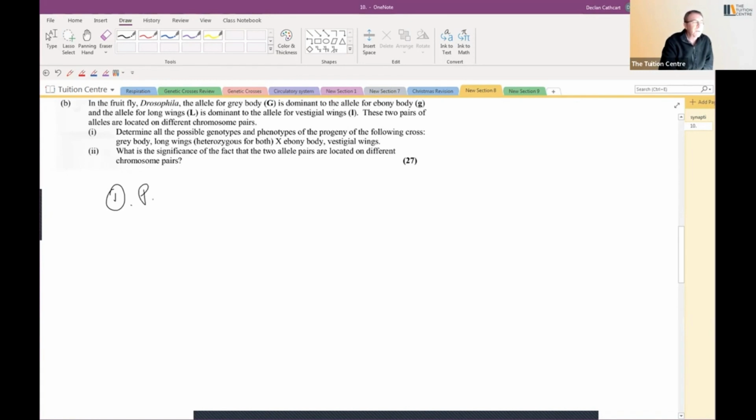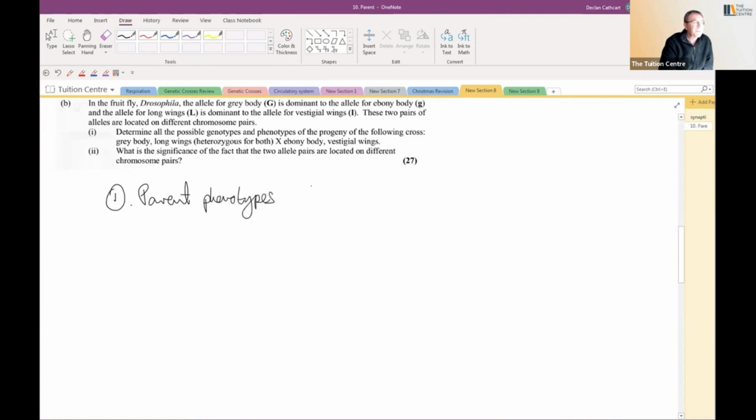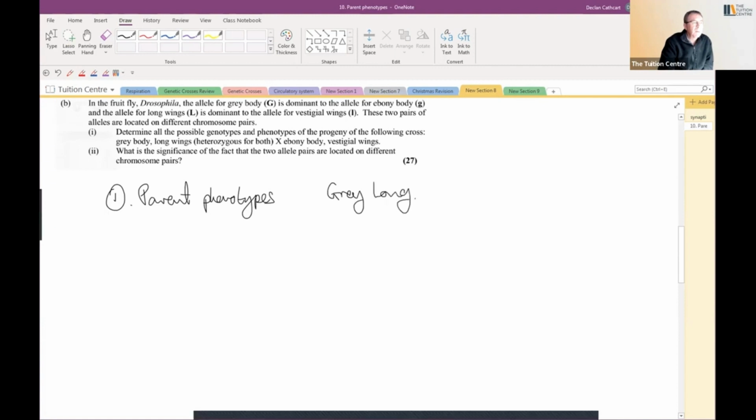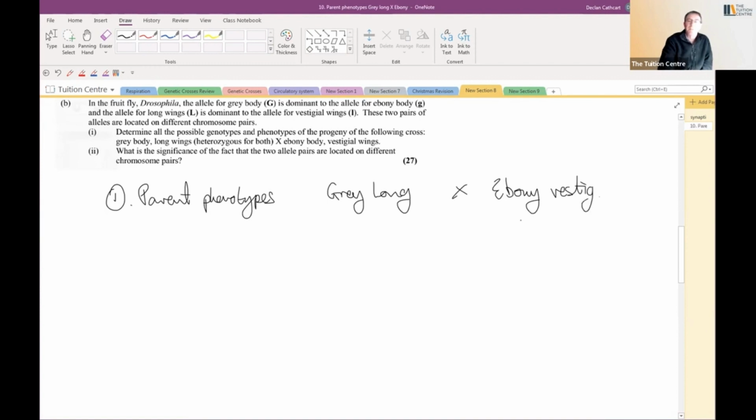So the first thing you're going to write down is the parent phenotypes. And the parent phenotypes in this case is the gray body. I'll just put gray, long. And we're crossing that with an ebony vestigial. Vestigial for short. Okay, so this is the setup.